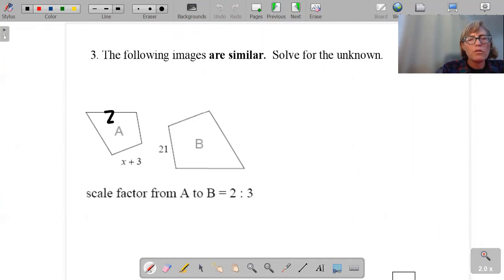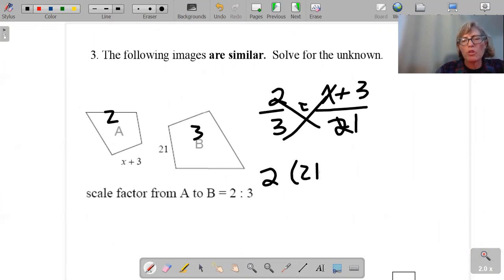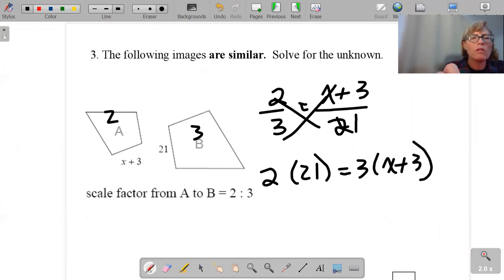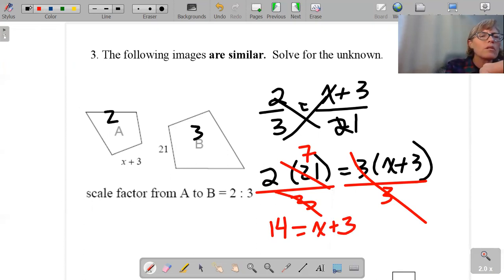So A to B, 2 to 3, A to B. Cross multiply, I've got 2 times 21 equals 3 times X plus 3. So we're dividing by 3, 7. We get 14 equals X plus 3, minus 3 both sides. And we get X equals 11.